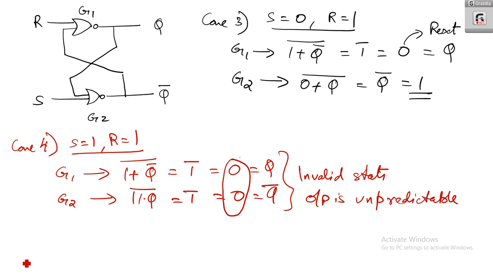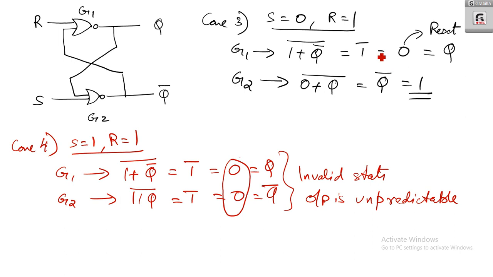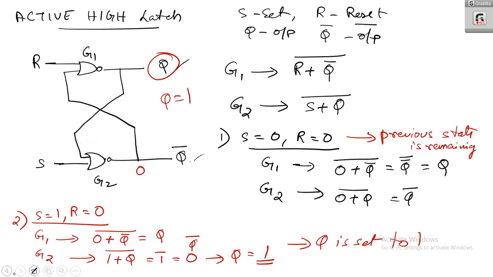Okay. So now I have explained the 4 cases. That means here what happens is that when set becomes high, the output becomes high, and when reset becomes high, output becomes low. So that is why it is known as active high latch. Now if I am drawing a truth table for this active high latch, truth table of active high latch.